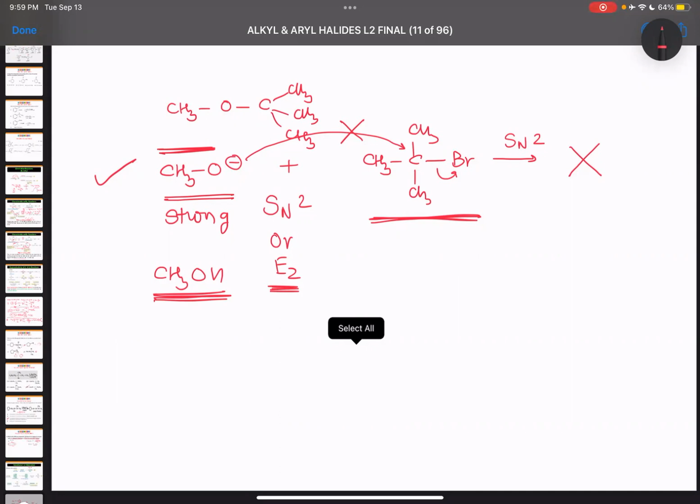Okay, and this is for E1 and SN1. If it is heat, then E1. Okay. And this is for E2 and SN2. If it is tertiary and heat, alcoholic, then it is E2, not SN. Clear? Getting it?